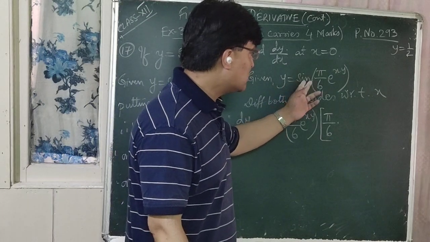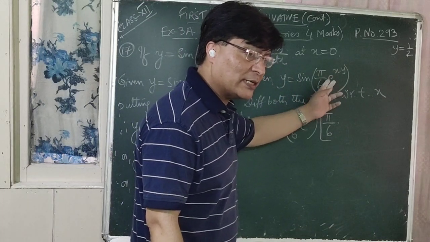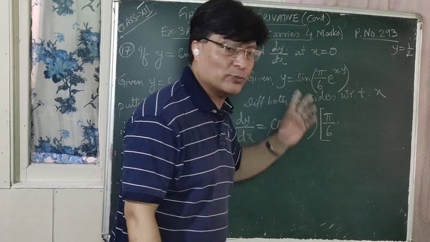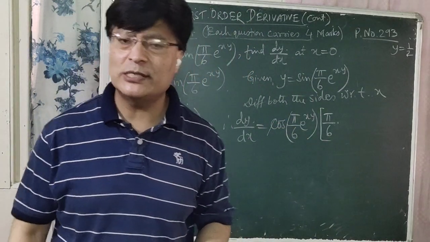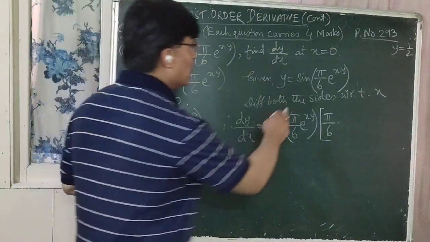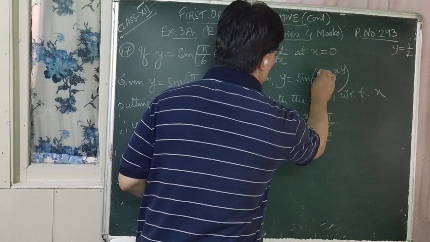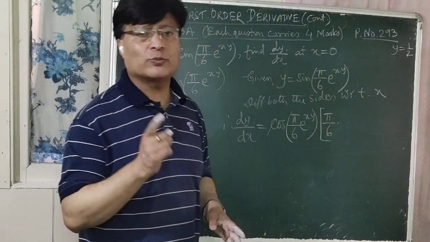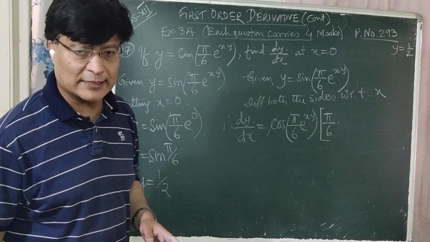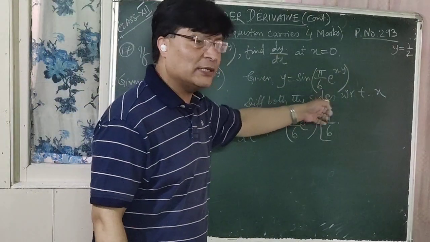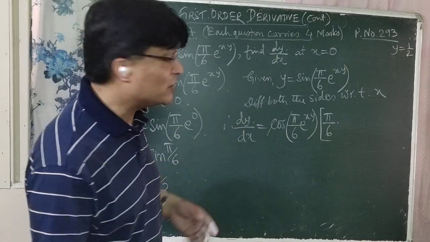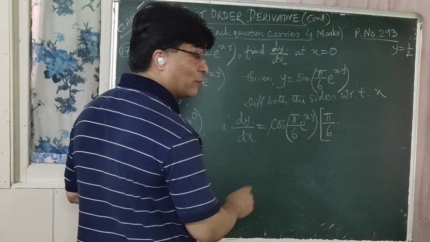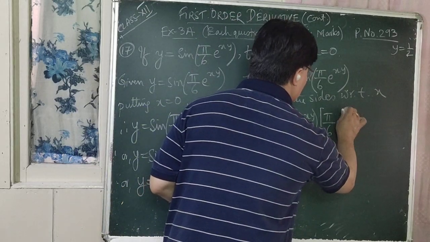Now it is just like your sin x, isn't it? What is the differentiation of sin x? It is cos x. But what is x here? Pi by 6 e to the power xy. Again, you have to differentiate the term which is assumed as x. That is, pi by 6 e to the power xy was assumed as x, and pi by 6 e to the power xy is also to be differentiated. So what is this differentiation now? Pi by 6 remains same because it is constant. Now differentiate e to the power xy. What is the differentiation of e to the power xy?